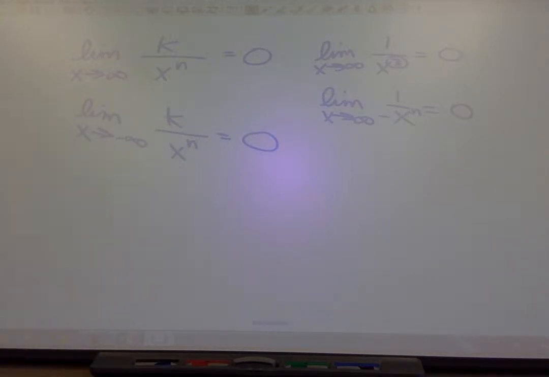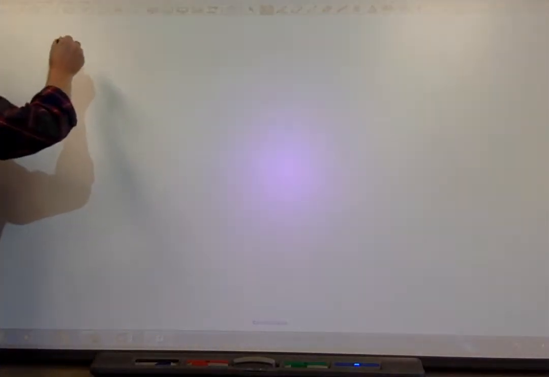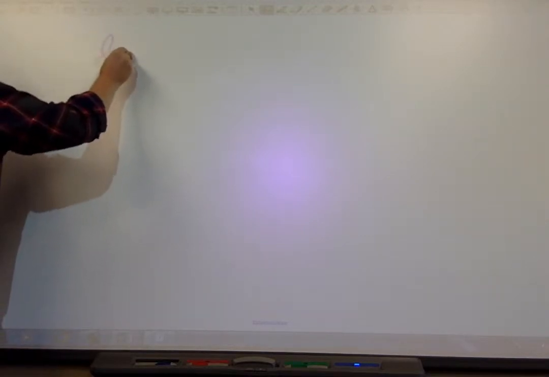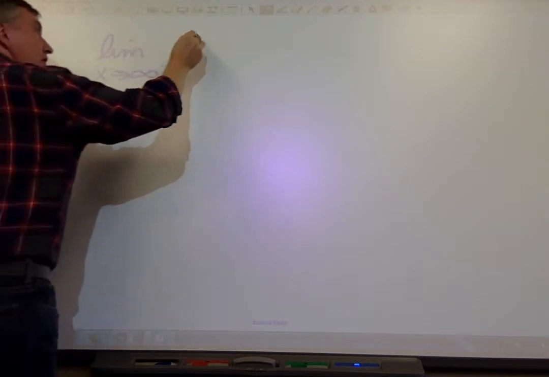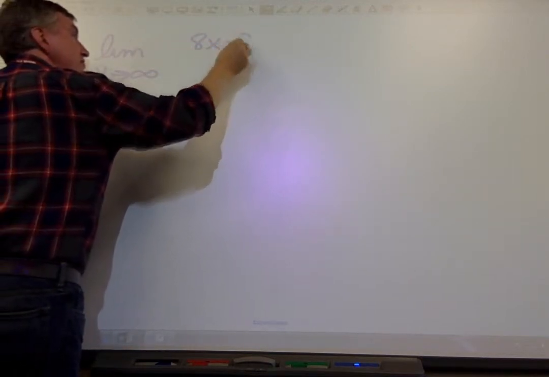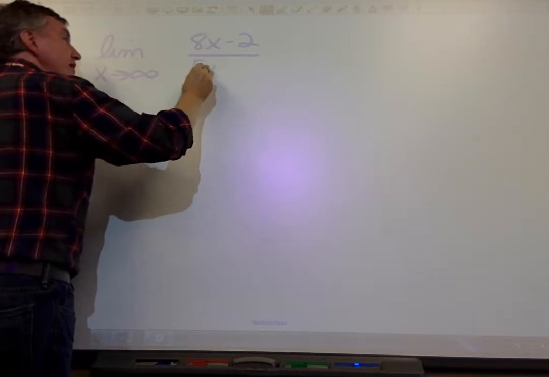And here's how we're going to use that. What if I asked you to evaluate a good one to start with, one that I'm going to make up. What if I said this? The limit as x approaches infinity of 8x minus 2 over 5x minus 3.